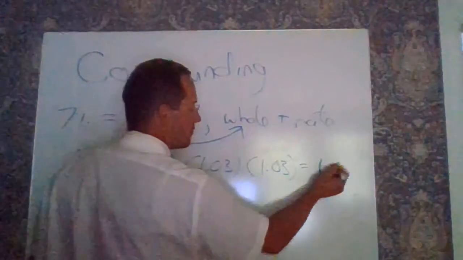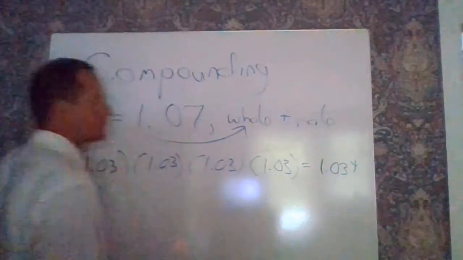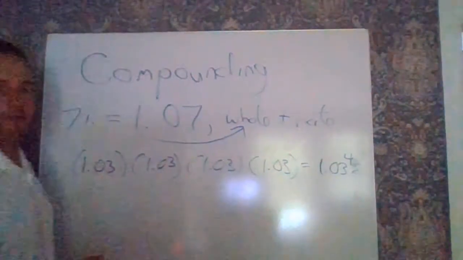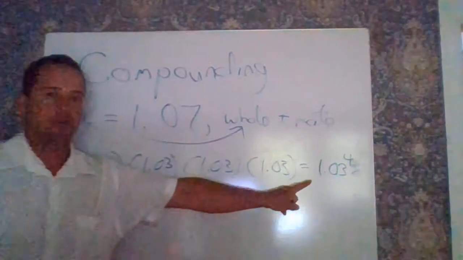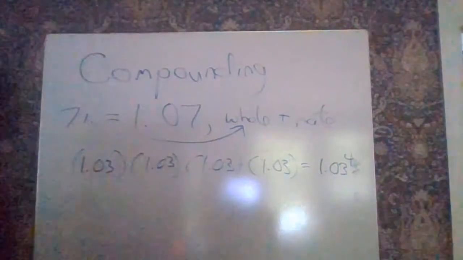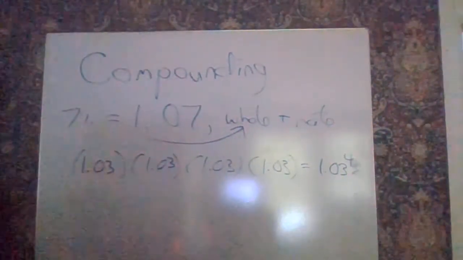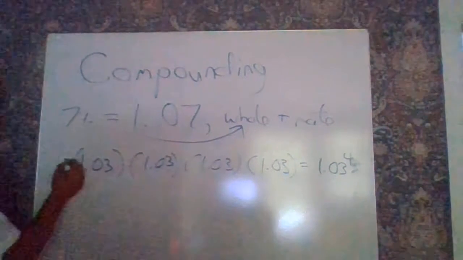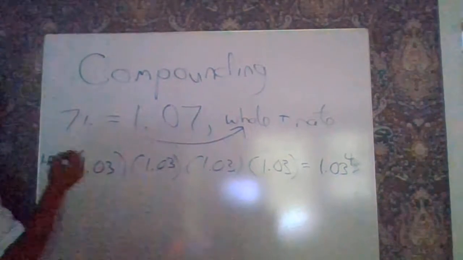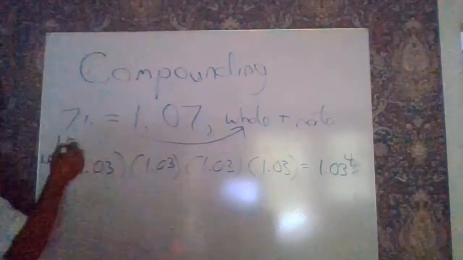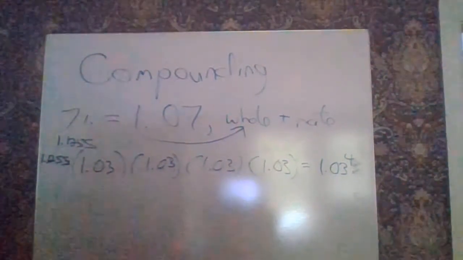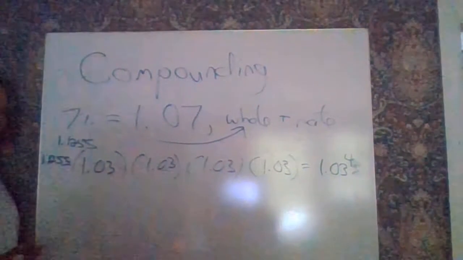So instead of writing out 1.03, 3 being your interest rate or your growth rate, it's convenient to write 1.03 to the 4th power. That means 4 of them. 1.03, 4 of them, just like I have written here. And what that works out to be is 1.11255.